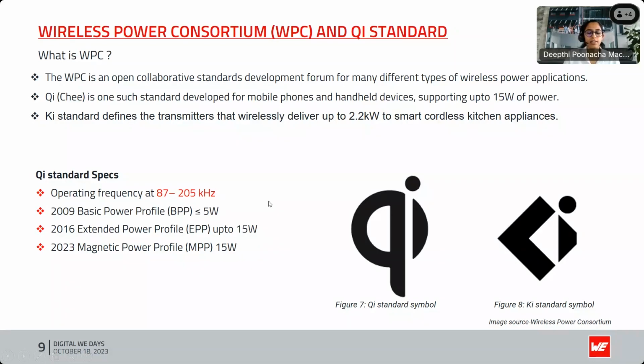So what are the standard specifications defined under the Qi standard? They are as follows. As you can see, the operating frequency is defined at only 87 to 205 kilohertz. And there are 3 power profiles which are defined by the WPC: the basic power profile for devices operating up to 5 watts, the extended power profile for devices operating up to 15 watts, and the magnetic power profile for devices operating also up to 15 watts. And as you can see, the magnetic power profile is fairly new.